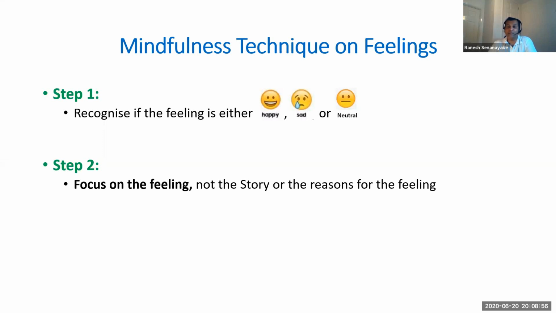Happy is anything from like to obsessed, for example. Neutral is neither, like being without feeling, just neutral. Sometimes you feel both. So basically the first step is to recognize what type it is: happy, sad, or neutral.